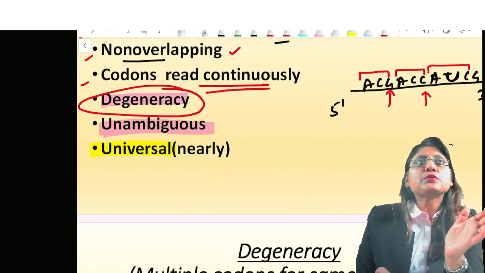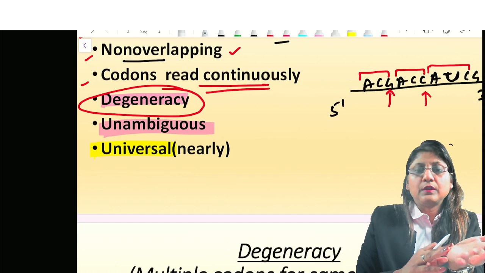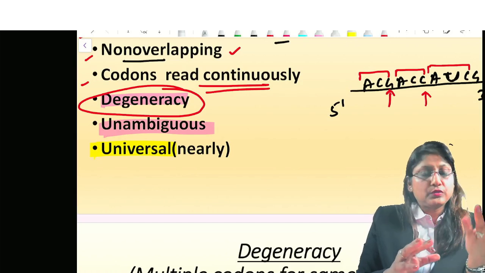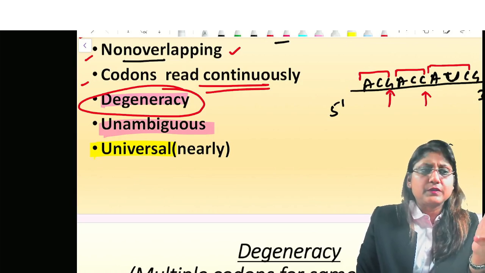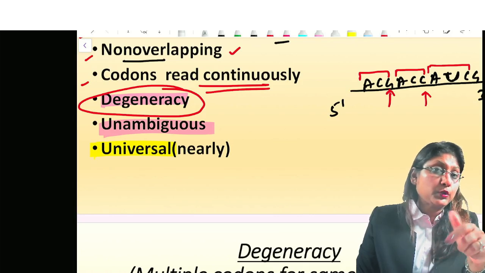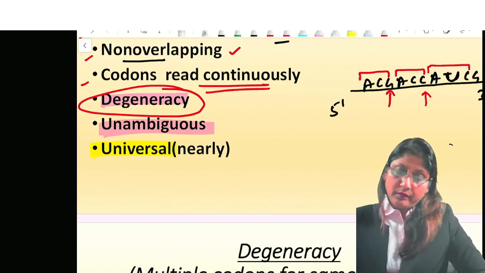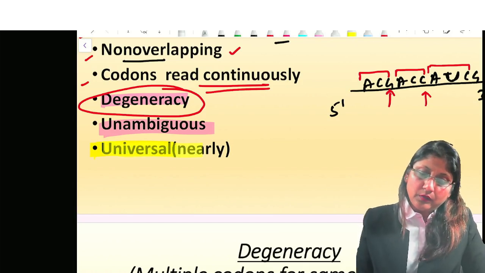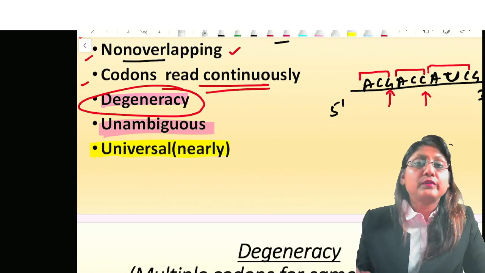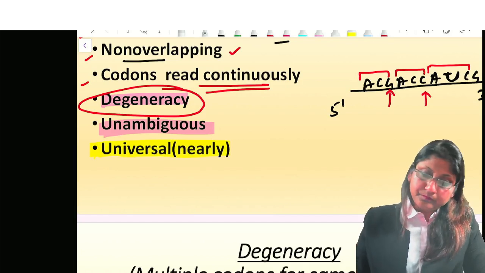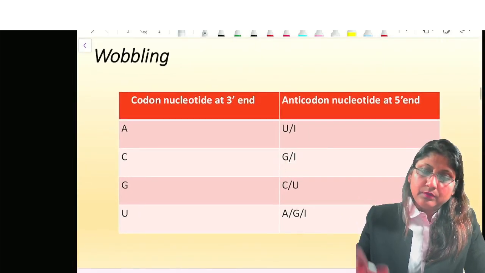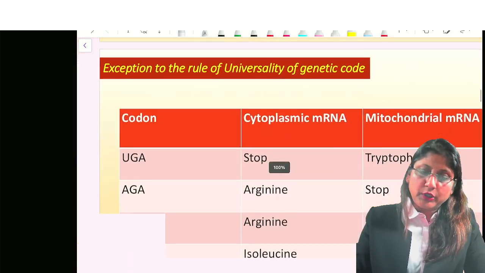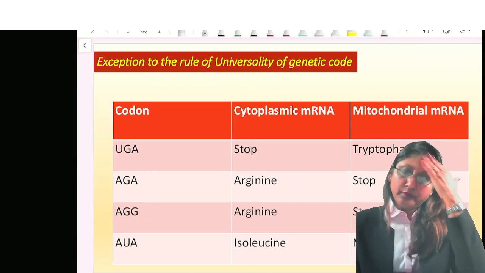There was a time when they used to say that genetic code is universal. I mean, they used to say that one codon, with whatever the species it is, will code the same amino acid. But now they have found certain exceptions to the rule of universality, which I'll be giving you in a table. So they say now that the genetic code is nearly universal, not absolutely universal. So I come to that table. Okay, wobbling I'll be coming to shortly. And this is the exception to the rule of universality.